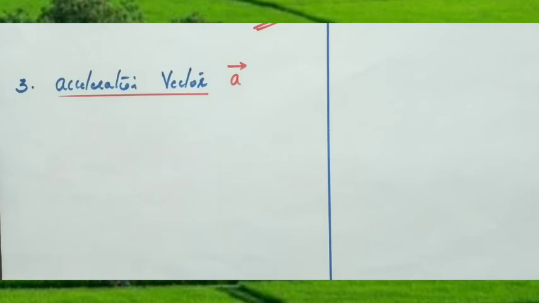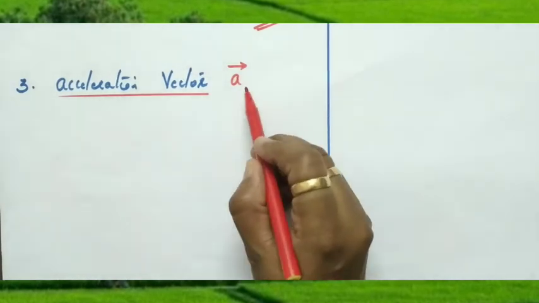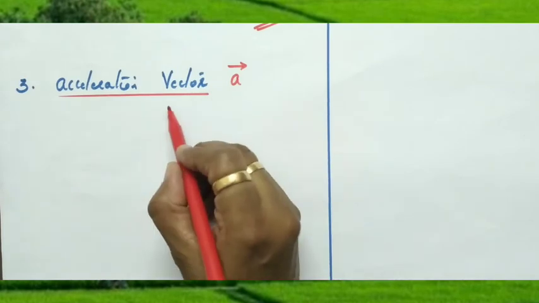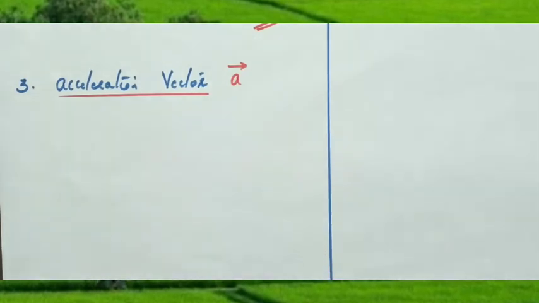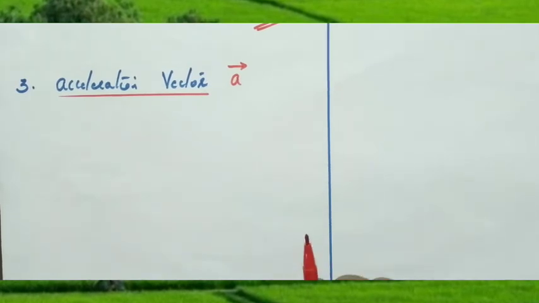Now, the third one is acceleration vector. Acceleration vector is represented by vector A. We know that acceleration is the change in velocity.